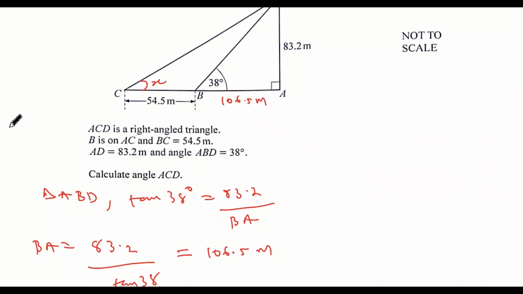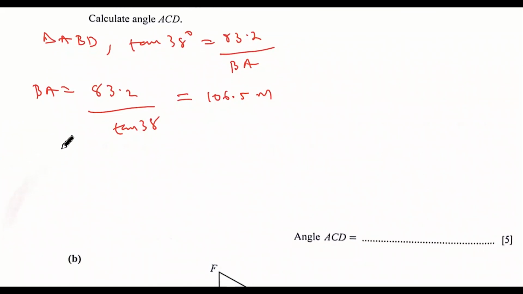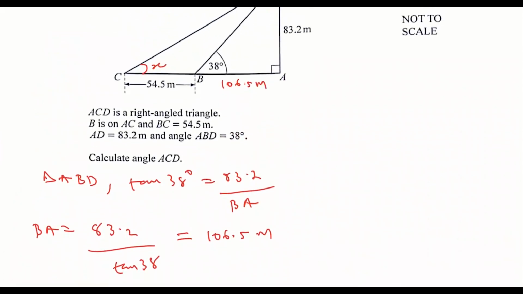So that means the value of BA now is 106.5 meters. Equally, from triangle ACD, that's the bigger triangle.